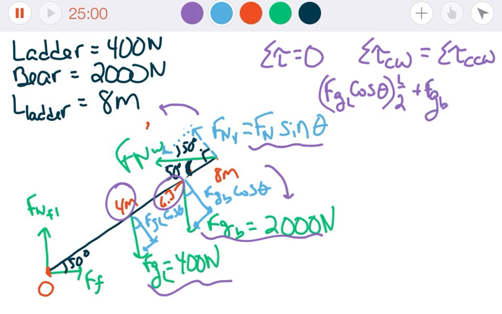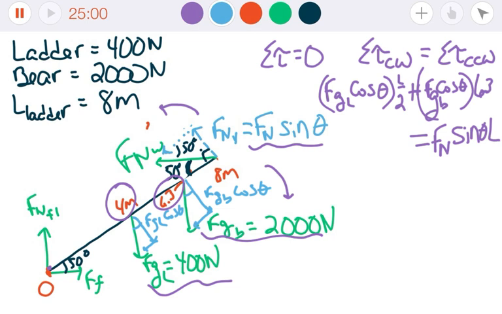We get that with the gravitational force times the bear, the cosine of the angle, times the location of the bear. I don't have it as a fraction. I have it as a number. And that has to equal the torque from the wall, which is the normal force from the wall times the sine of the angle times the distance from the pivot, which is the bottom for this one.